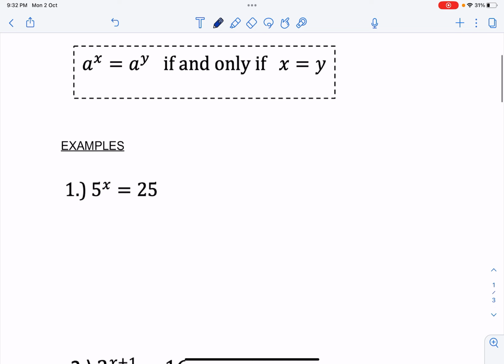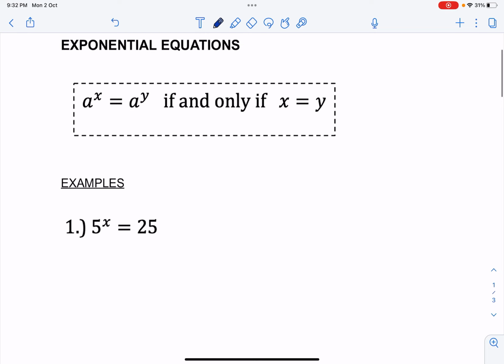Let's say here we have 5 power x equals 25. We are going to express both sides as exponents with the same base. So I am going to try and express 25 in index form with base 5. So obviously 25 is 5 squared.